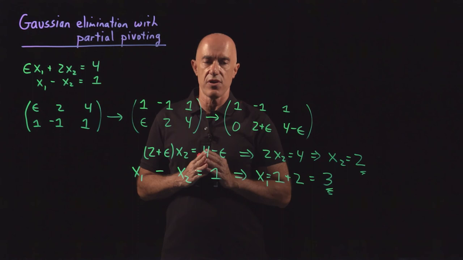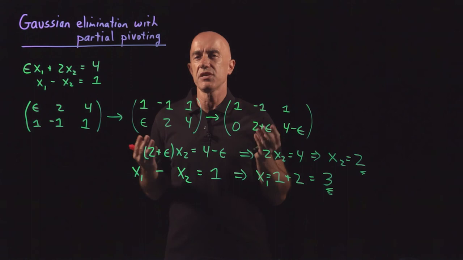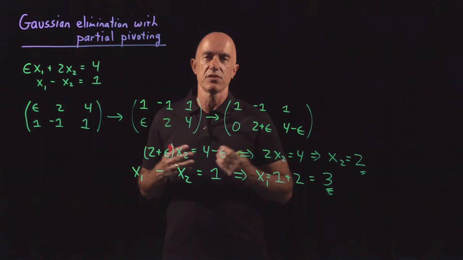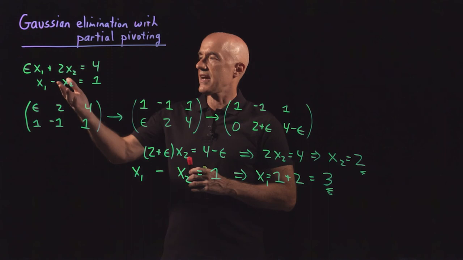This was one of the great discoveries in numerical analysis, because initially it was thought it would be hopeless to solve thousands of equations and thousands of unknowns on the computer because of round-off error. Yet a very simple solution, partial pivoting, completely solved the problem.